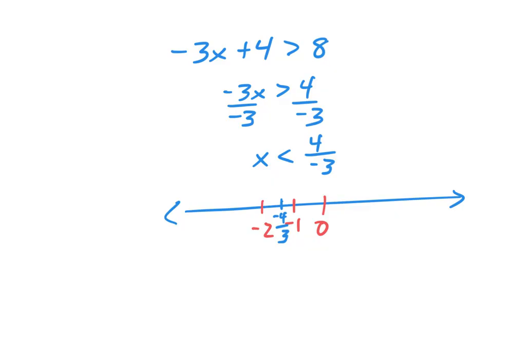And then it's going to look very similar to the one we did just a second ago. It's got a parenthesis because it's less than, and then we're going to shade to the left. And once again, we would say negative infinity up to negative 4/3.